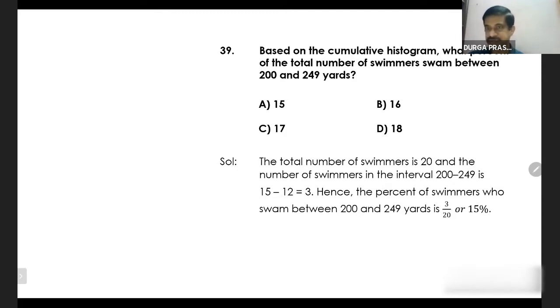As that graph is of cumulative distances, we need to subtract the previous one from the current one. So 15 minus 12 is 3. The percentage of swimmers is 3 by 20, total is 20, into 100. So that is 15%. So the option is A. Please note it fast.